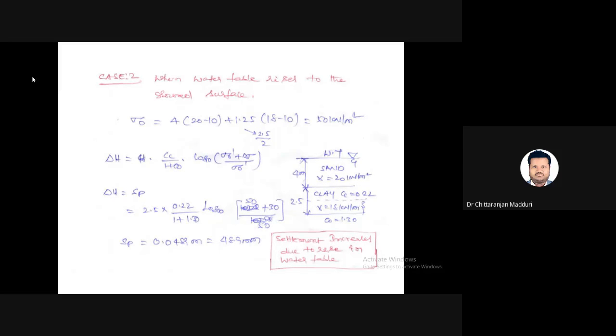Case 2, when water table rises to the ground surface. So you can see in the figure. First we need to find out the sigma naught dash. Sigma naught dash is equal to, first, 4 meters, up to 4 meters depth. It is submerged in water.